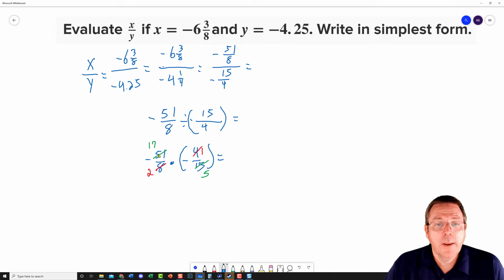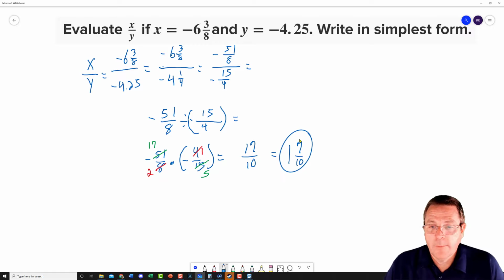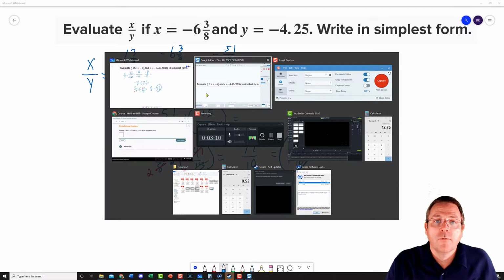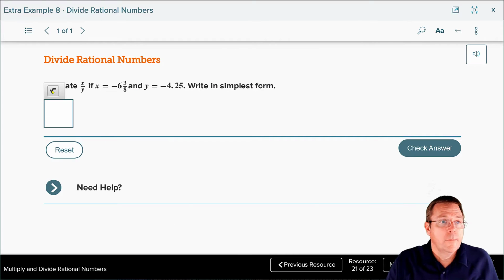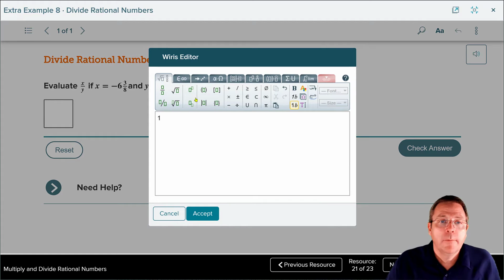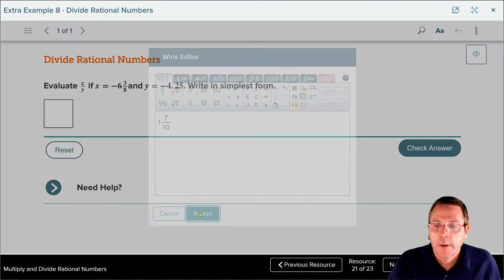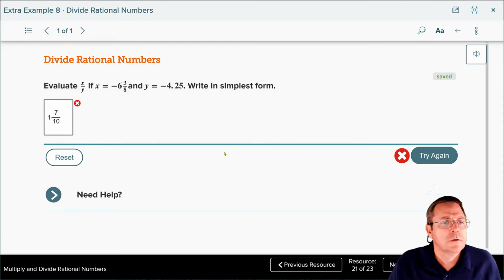We're going to multiply. 17 times 1 is 17. 2 times 5 is 10, and then a negative times a negative is a positive, so our final answer is going to become 1 7/10, which is a positive. We're going to come back over to our problem, plug it in, 1 7/10, accept and check. Why is it saying that I'm wrong?